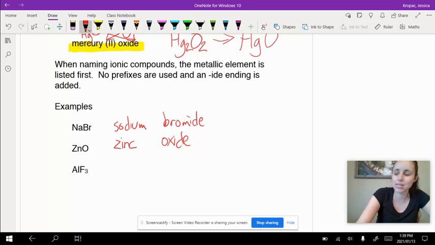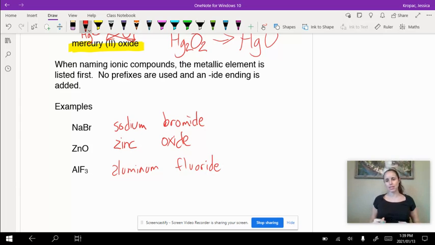AlF3. So Al stands for aluminum, so I would want to go ahead and write aluminum here. F stands for fluorine, so I would call this fluoride. Now remember, this is ionic compounds, so we don't care about prefixes. So you don't want to tell me that's aluminum trifluoride. That is incorrect. We do not use prefixes for ionic compounds. You just list what you see.